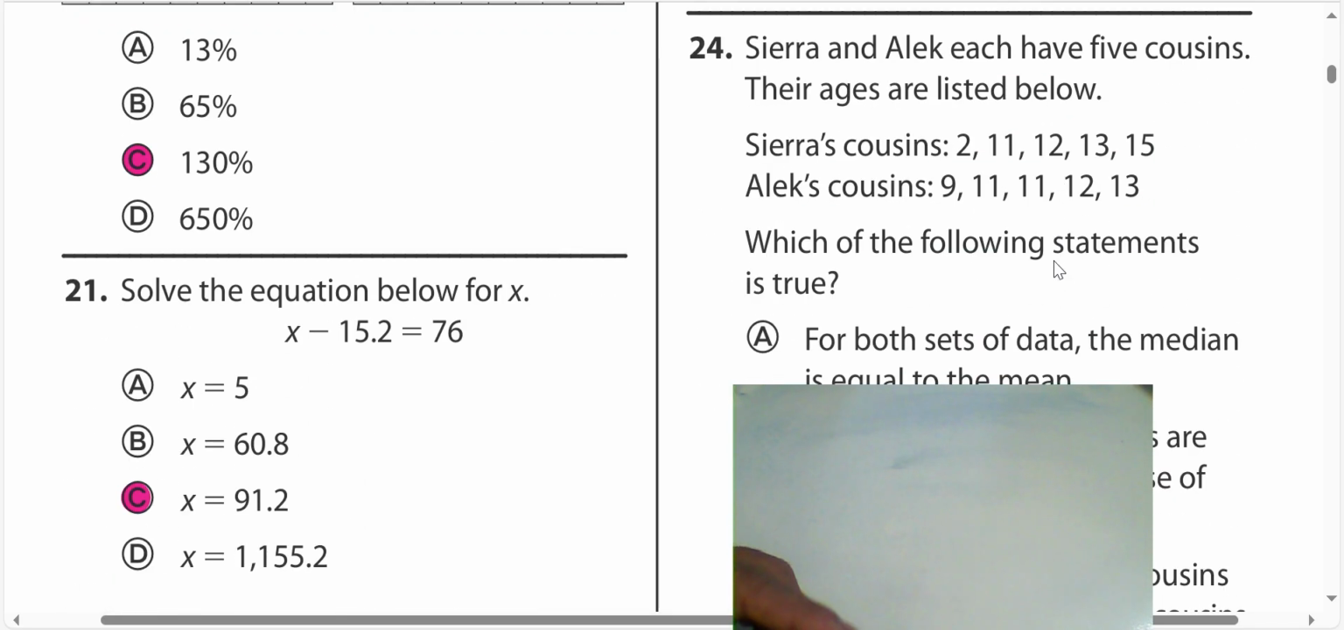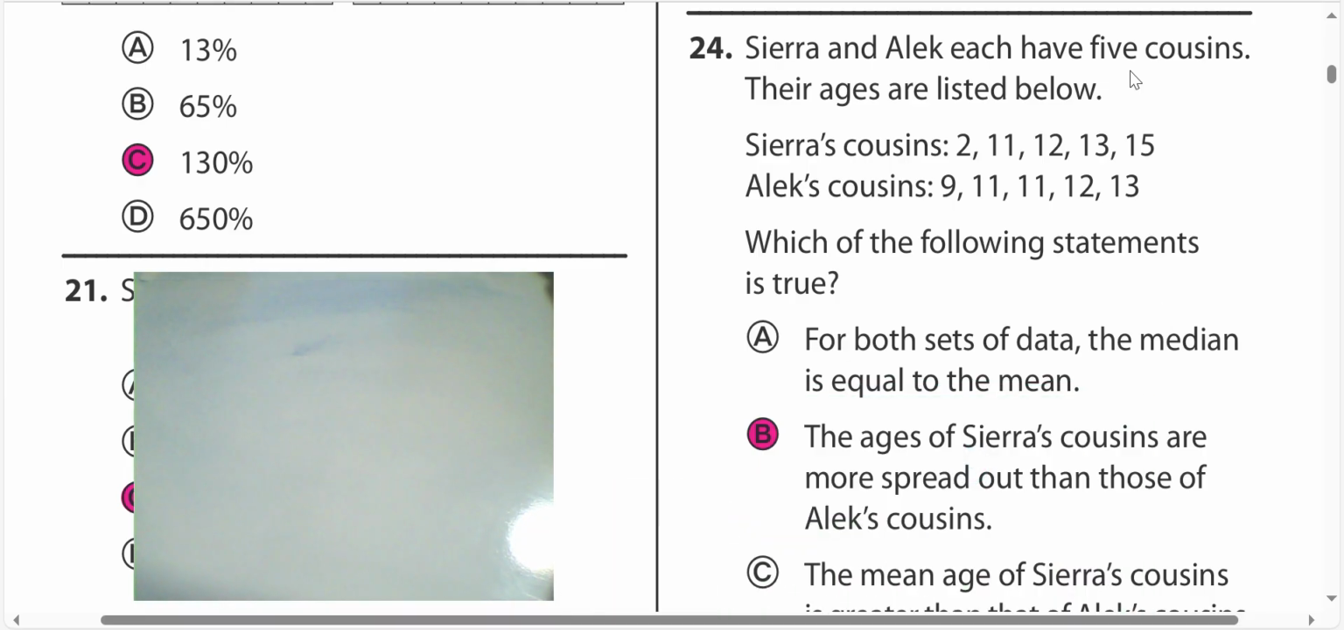Sarah and Alec each have 5 cousins. Their ages are listed below: Sarah's cousins are 2, 11, 12, 13, 15, and Alec's cousins are 9, 11, 11, 12, 13. Choose the statement that is true. The ages of Sarah's cousins are more spread out than those of Alec's cousins.